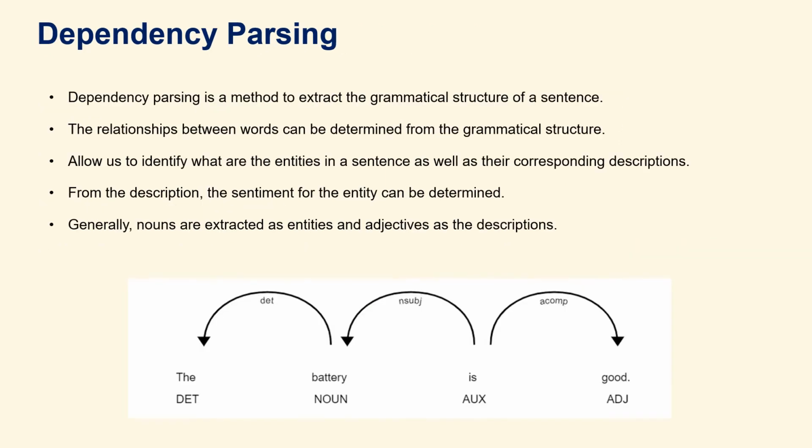To do this, we use dependency parsing to extract the grammatical structure of the sentence. From the structure, the relationships between words can be identified. And from the relationships, the entities and their corresponding descriptions can be determined. Generally, nouns are extracted as entities and adjectives are extracted as descriptions.